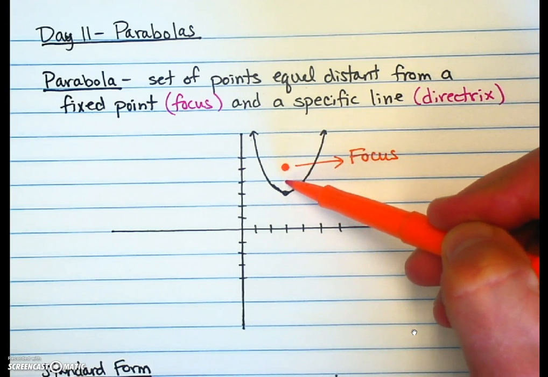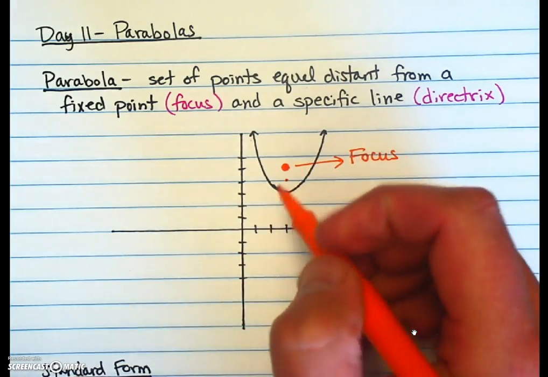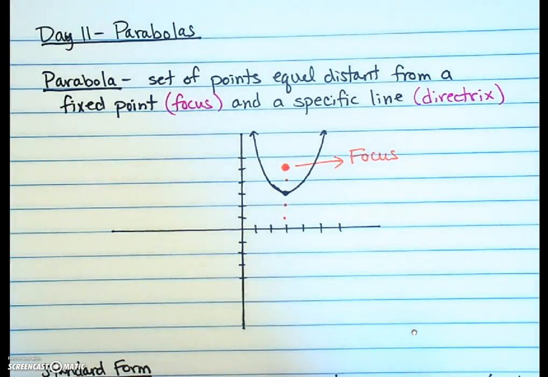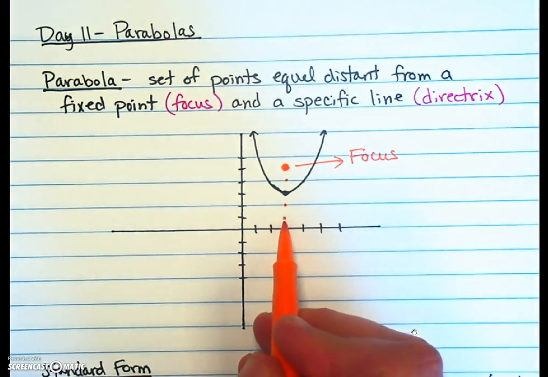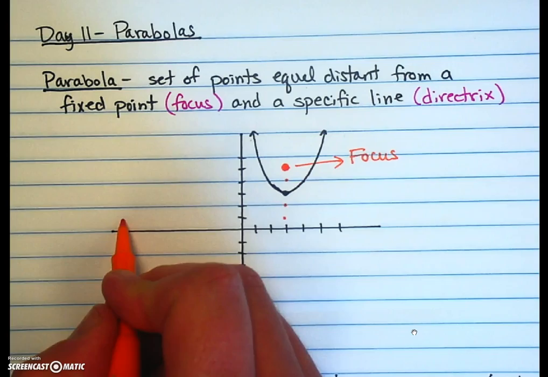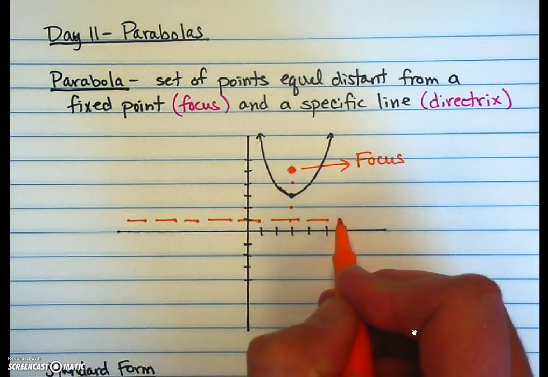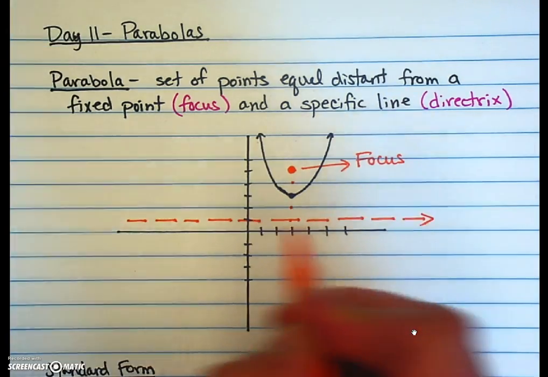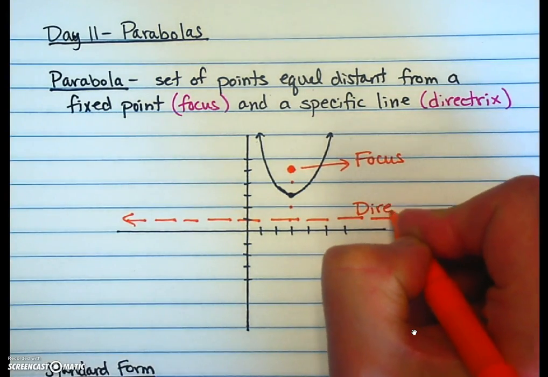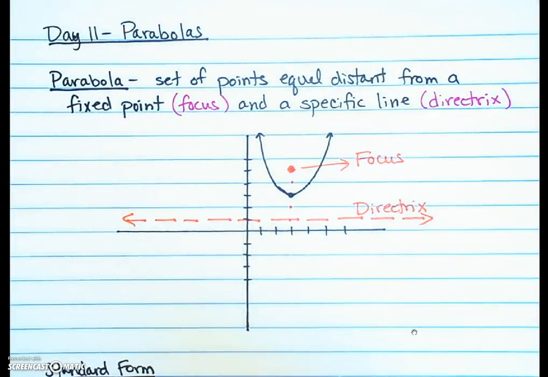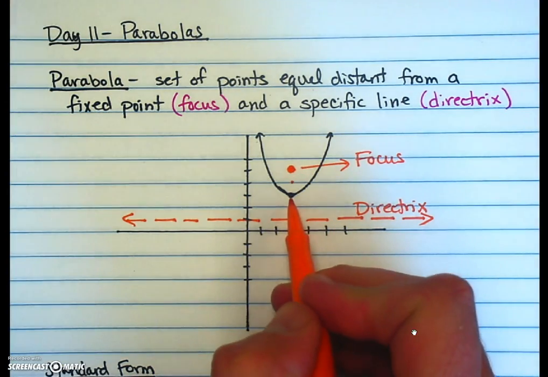So if you look here, I went 2 units up to my focus point here. So what that means is my directrix has to be 2 units down. Now the focus is a point. The directrix is a line. So in this case, my directrix is a horizontal line going in that direction. So this is my directrix.